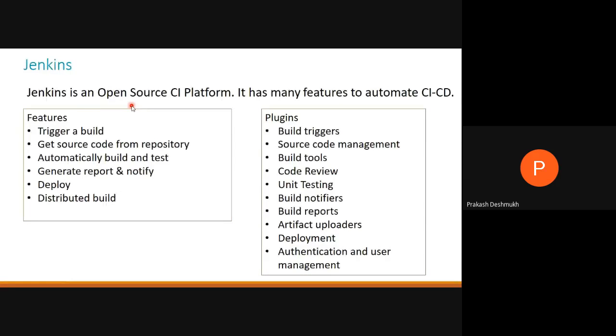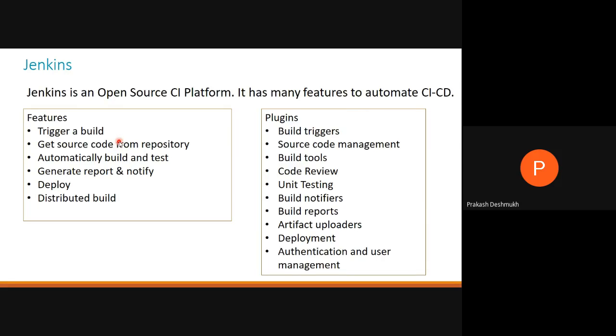Jenkins, as I said, it's an open source platform, and it has many features to automate CI/CD. So what are the different features? Trigger a build. There are different ways of triggering the build. One is when code is checked in on the integration branch, then it will get triggered, or you can trigger it manually, or you can have a dependent trigger. So once this project is built successfully, then only start the other project. So that sort of dependency. Or when this build is successful, then start this deployment. So dependent triggers basically.